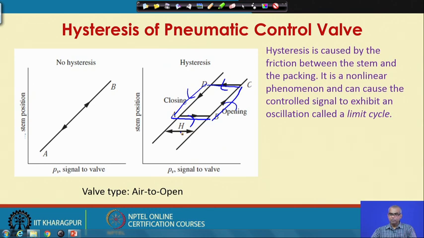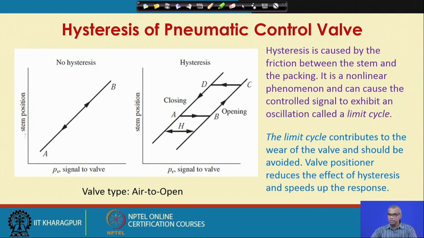And this hysteresis can cause the control signal to exhibit an oscillation called a limit cycle. The limit cycle contributes to the wear of the valve and should be avoided. Valve positioner reduces the effect of hysteresis and speeds up the response.